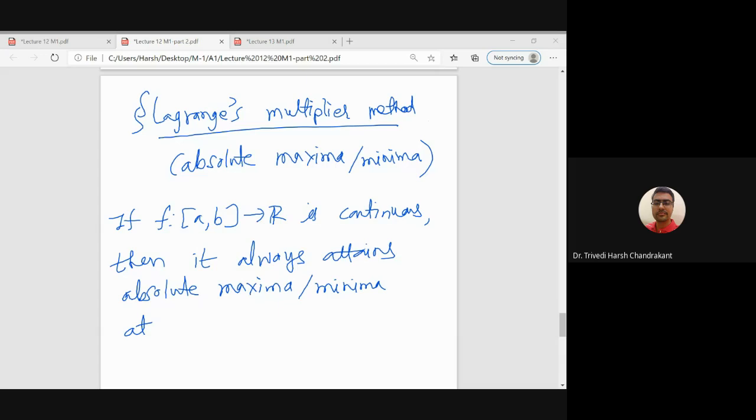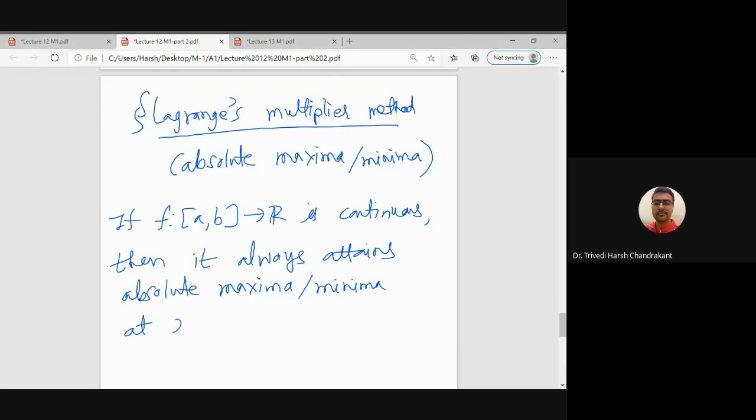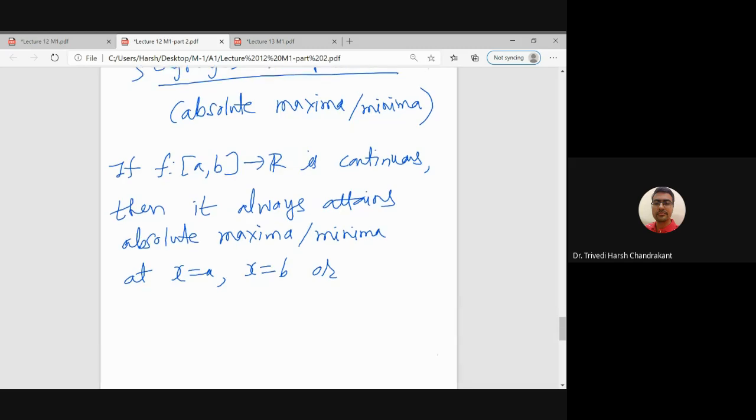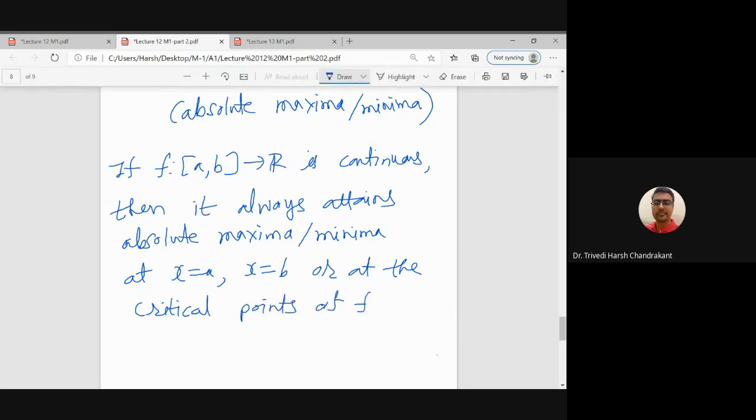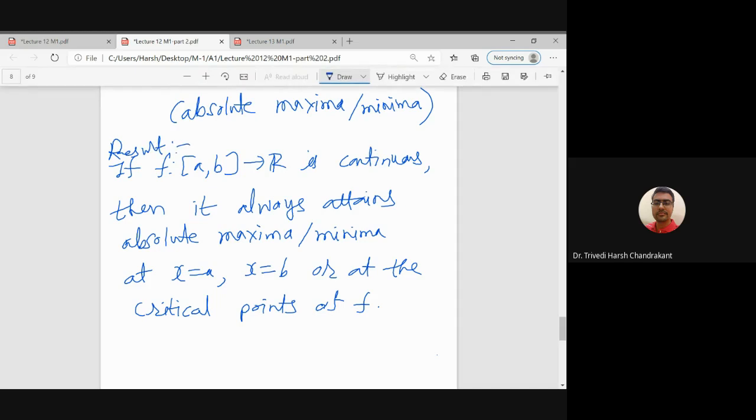If it is at the extremes, that basically means the endpoints, either at x equals a or x equals b. If it is in between, then it must be at a critical point of the function. So this is a result from one variable calculus that we already know.